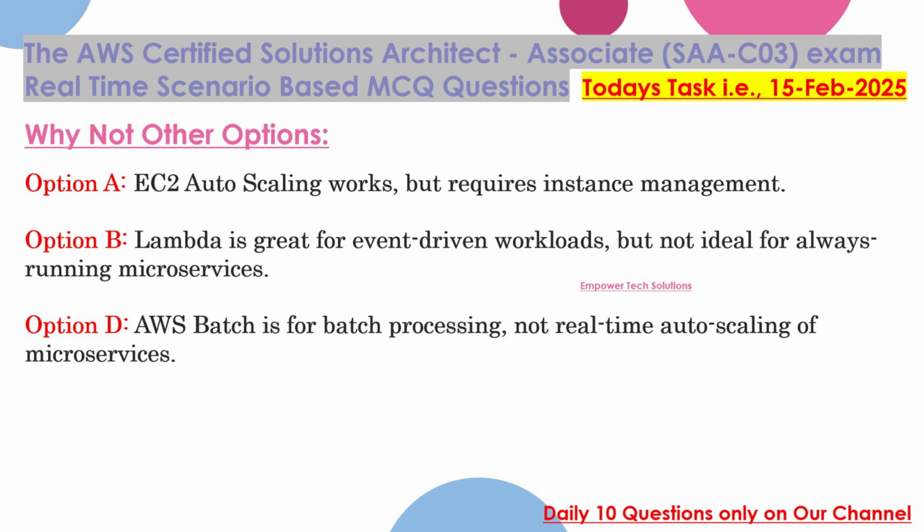Why not other options? Option A, EC2 Auto Scaling works, but requires instance management. Option B, Lambda is great for event-driven workloads, but not ideal for always-running microservices. Option D, AWS Batch is for batch processing, not real-time auto scaling of microservices.